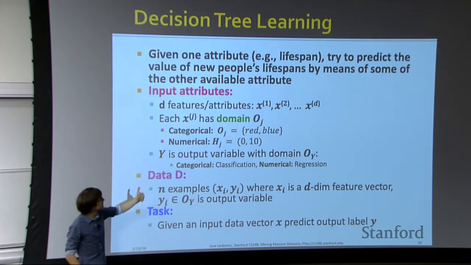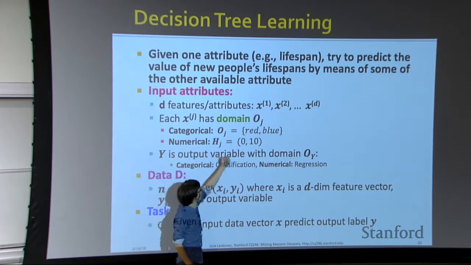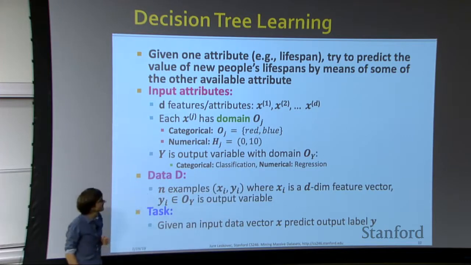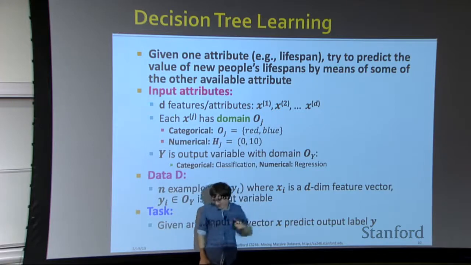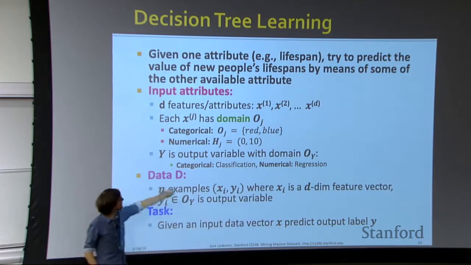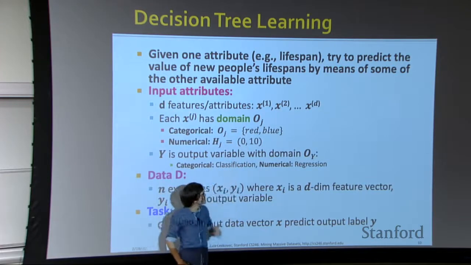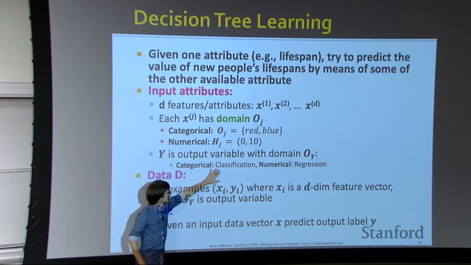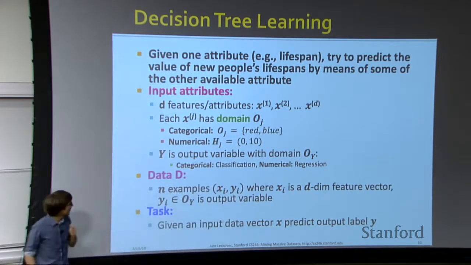Each feature will have some domain, meaning features can be categorical. Maybe it's the color of the eyes. Okay, sorry, maybe hair. You can have red hair and blue hair. Oh, sorry, it doesn't work out either. Maybe you were taking a picture with a red sweater or a blue sweater. Then you have numerical variables like age and so on. And then you have the output variable that can be categorical like classification or numerical like regression.